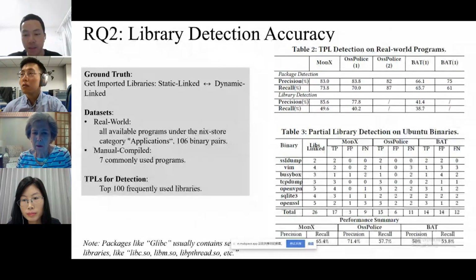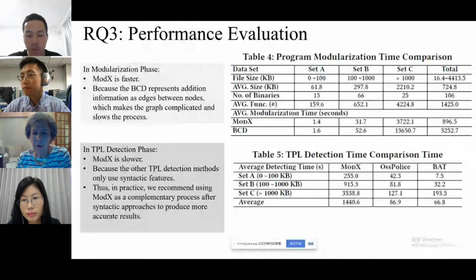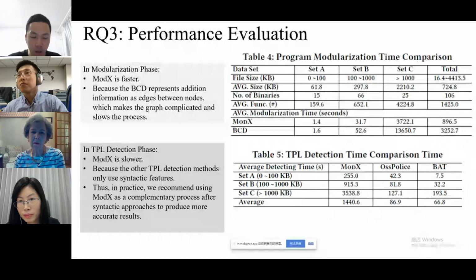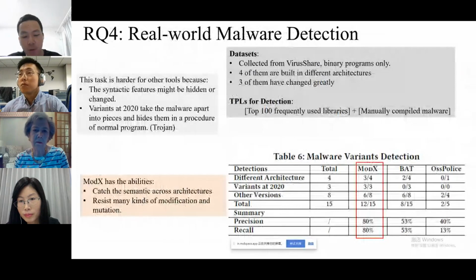Here is the performance evaluation. In modelization time, ModeX costs less time than BCD, which is another binary level modelization tool. However, in detection time, since other methods only use syntactic features which can be indexed quickly, they have better performance than ModeX. Also, ModeX has the best malware violation detection accuracy.